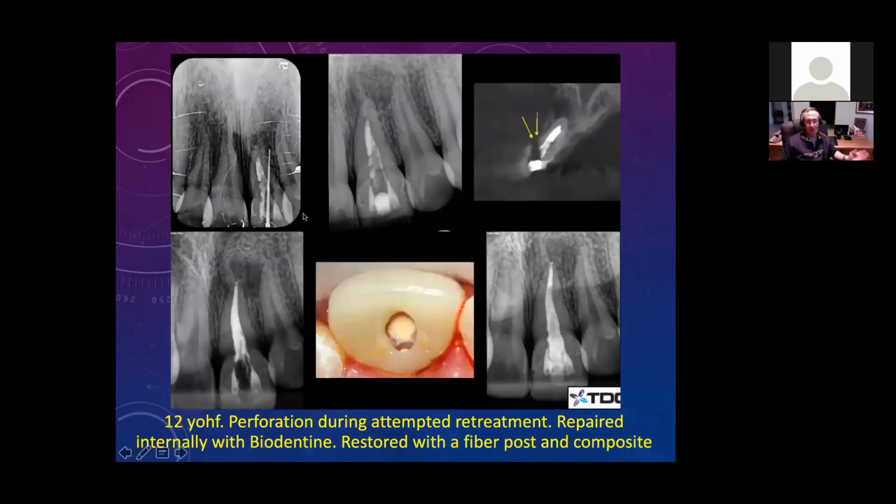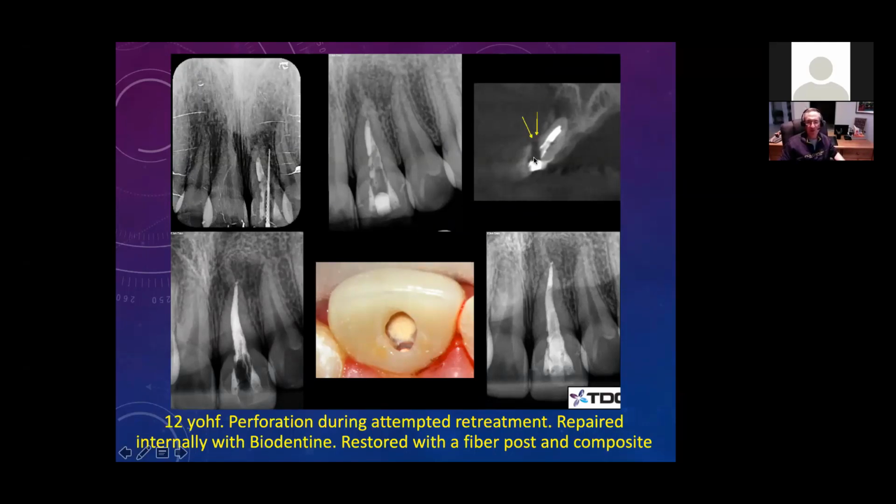We see screw ups in kids sometimes. This is a 12-year-old that somebody did a root canal procedure on and the patient was having problems, and then somebody else decided to retreat it and perforate it. So the patient was referred to us, and our goal here again is just to get this patient into her 20s or so. So I retreated the apical part.